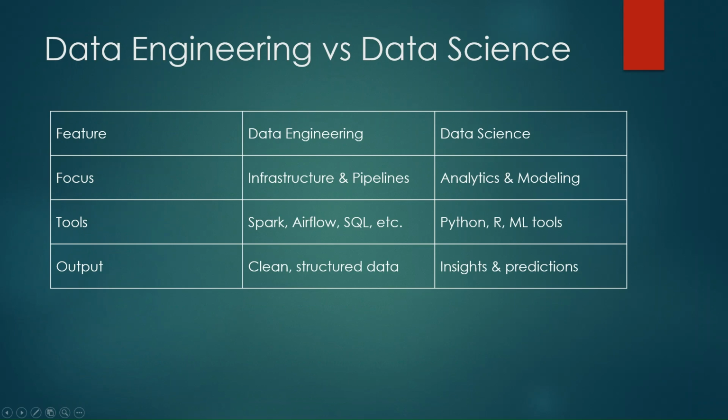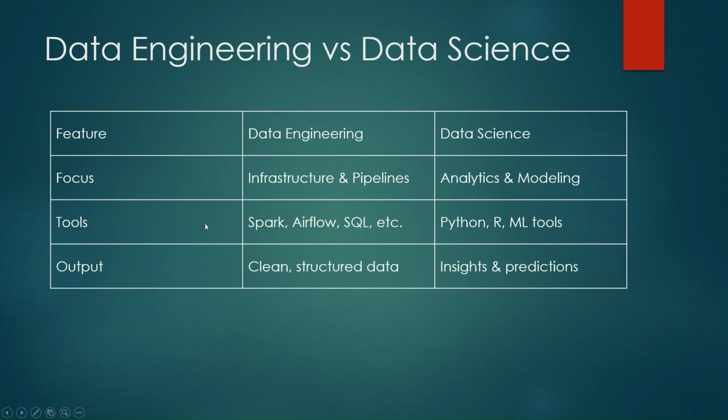Now, let's try to understand data engineering versus data science. Many people confuse these two, so let's clear that up. Data engineers are like the architects and builders; they construct the data infrastructure. Whereas data scientists are like the analysts or consultants who use the clean data to find insights or build models. Let's compare them side by side.